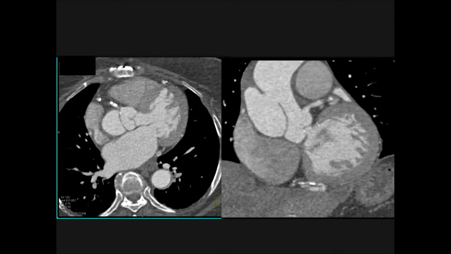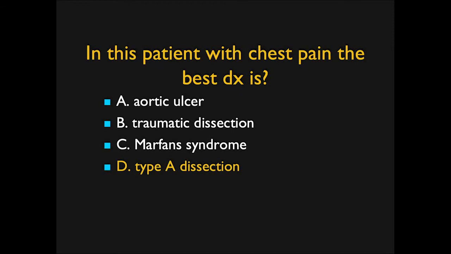Patient was lucky. The patient was managed. The patient had surgery. You could see how it's coming to the right renal artery. You could imagine right renal artery involvement or even tracking toward left renal artery. You can get infarction. So this is a beautiful example of a type A dissection.